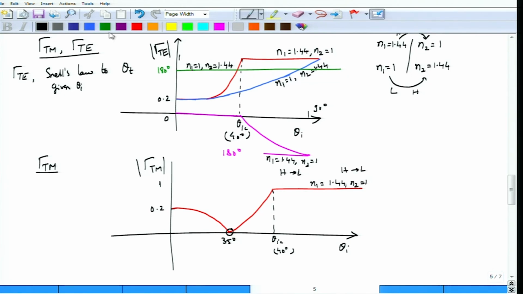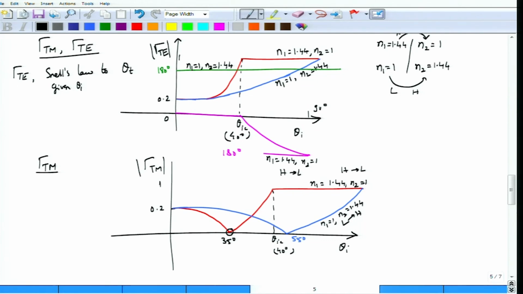What would happen in the other case? Well, in the other case again you start with 0.2, and thereafter it goes down, and slowly, asymptotically, you will reach the magnitude of reflection equal to 1. The angle at which it goes to 0 is around 55 degrees, and this is the case where n1 is equal to 1 and n2 is equal to 1.44, where you are going from a low to a high value of refractive index.